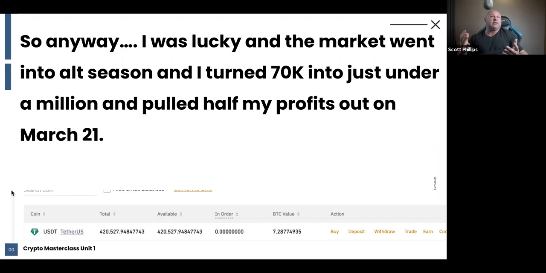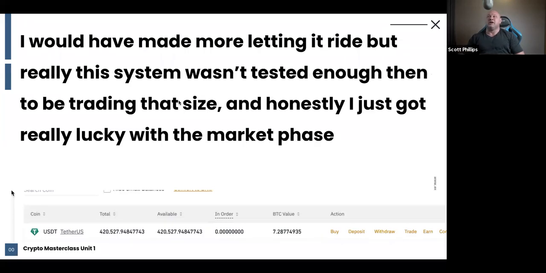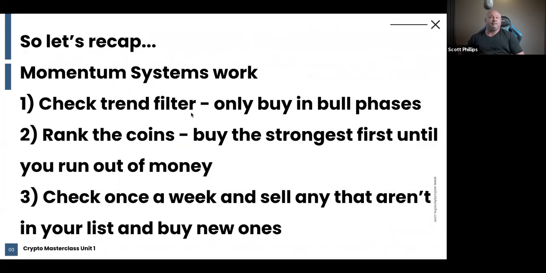For me anyway, it was this amazing thing, after all these years, you can actually take a big chunk of money. It's not just one way. You're not just putting money into this now. Now you're actually pulling out. For me, it was just a game changer. And I would have made more letting it ride, but really the system at this stage was just a tinker toy hobby system, and it wasn't good enough back then to be trading that kind of size. And I recognized that I just got lucky.